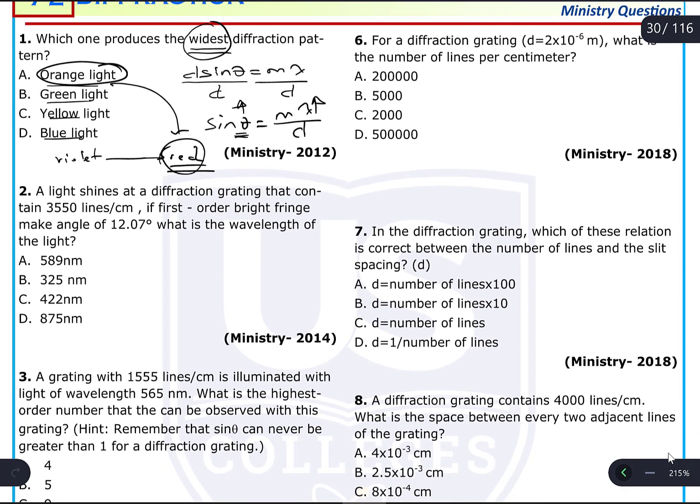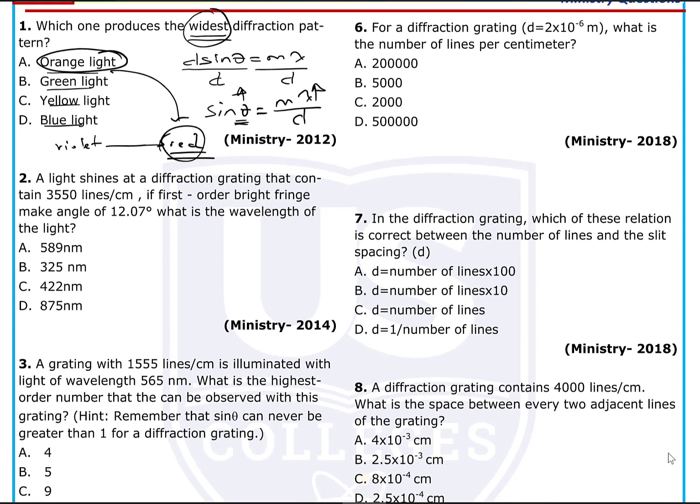You can also answer this question this way. We know that the light which has the longer wavelength diffracts the most, and the light with the shortest wavelength diffracts the least. So orange light has the longest wavelength, so it diffracts the most.